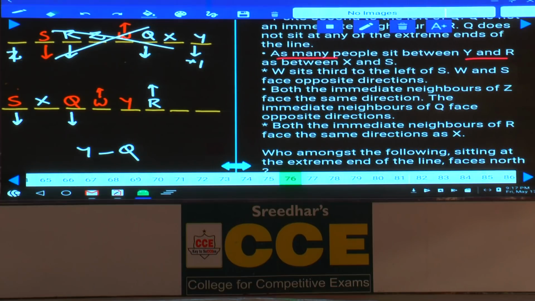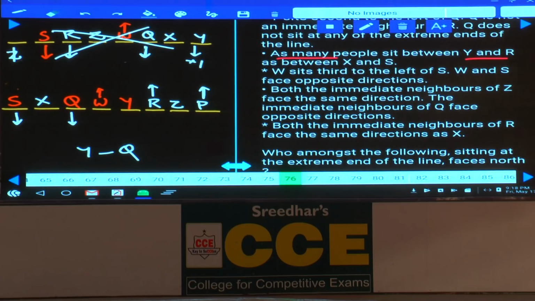Done? Now we are left with the next case. Immediate neighbors of Z facing the same direction means Z must be here, isn't it? If Z is here, the immediate neighbors of Z are R and the person left over, P. Hence R and P must be like this, and both these two persons are facing north. Done with this? Immediate neighbors of Z facing the same direction.